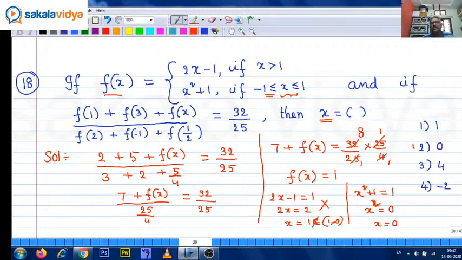So that's why the second option is the right option. Not the first option, because 1 does not belong to the domain of 2x minus 1. Understood now? The domain is actually divided there.